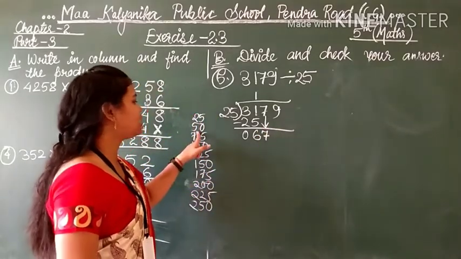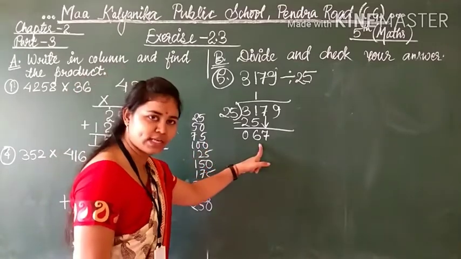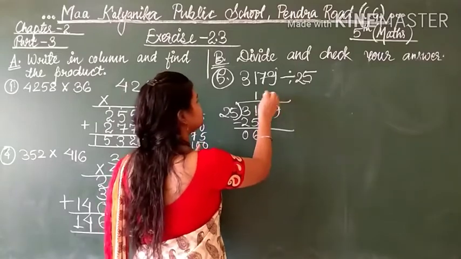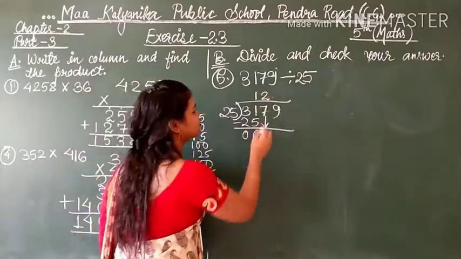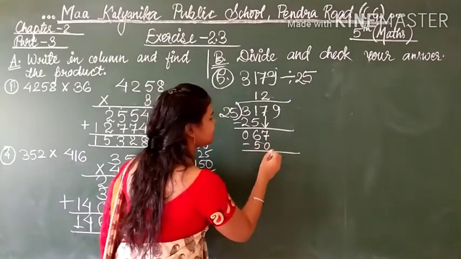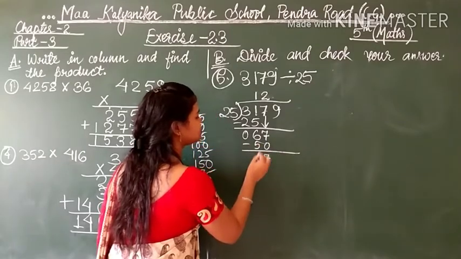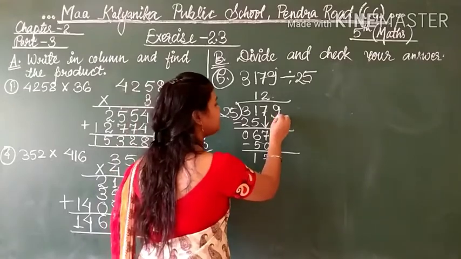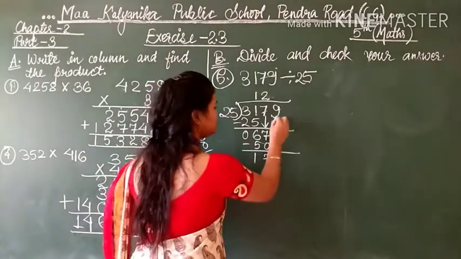67. 2s are 50. 3s are 75. 75 is more than 67. So 2s you will take. 3s are 75. Clear? 25, 2s are 50. If you are subtracting 50, 7 minus 0 is 7. And if you are subtracting 6 minus 5, you are getting 1. Now 17 is there. One more number is left. Till a number is left, you have to continue your division.